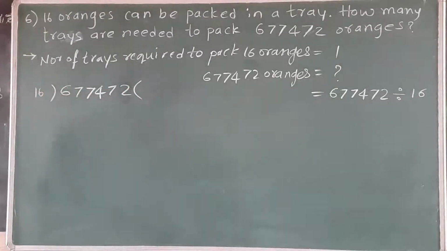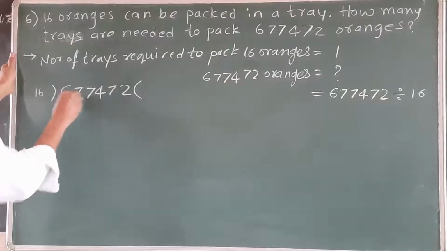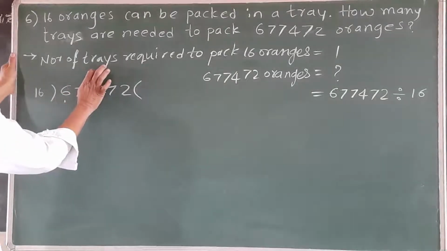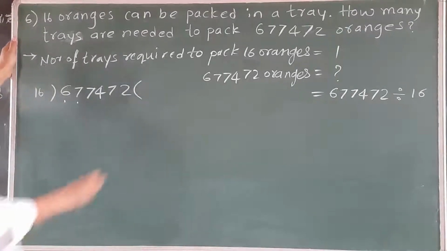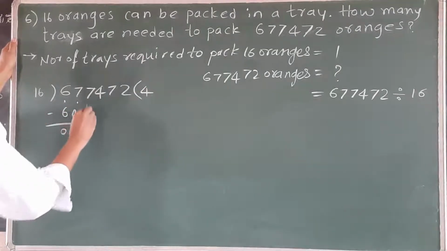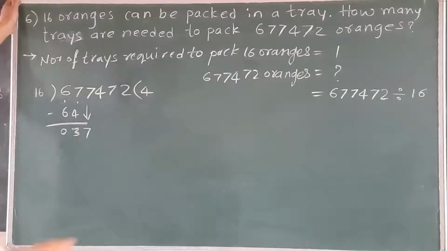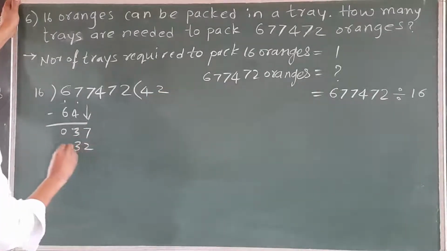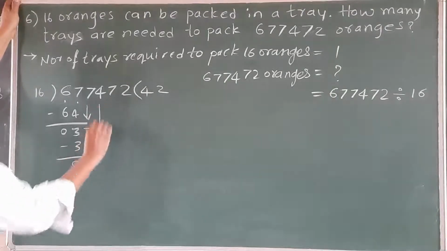16. For this, we need to know the 16 table. 16 fours are 64. 6 is not there, take the next one, it becomes 67, which is not there, so 16 fours are 64. Take the next one down, it becomes 37. 16 twos are 32. This is 5, this one is 0.